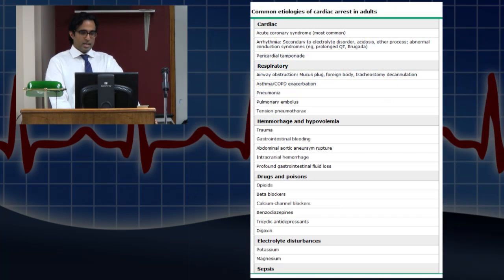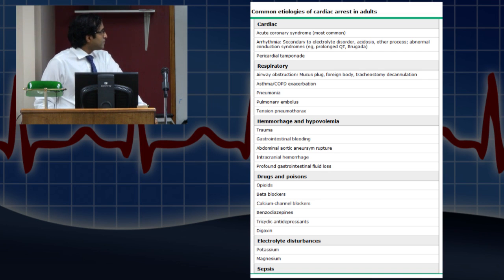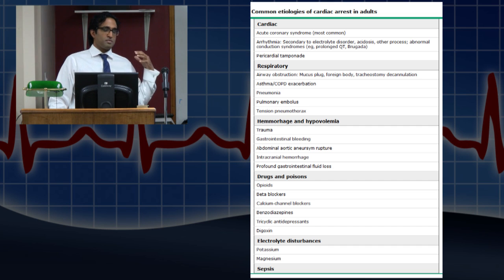So as you can see, the most common reason for cardiac arrest most times is going to be acute coronary syndrome. The other one you want to consider is an arrhythmia, from electrolytes. A patient's been having diarrhea for 2 weeks straight, their potassium and magnesium are very low. It puts them at risk for having an arrhythmia. Then fluid around the heart. But that's the heart, those things.